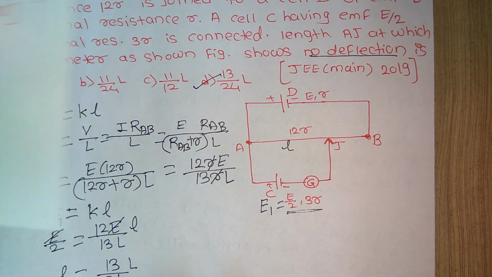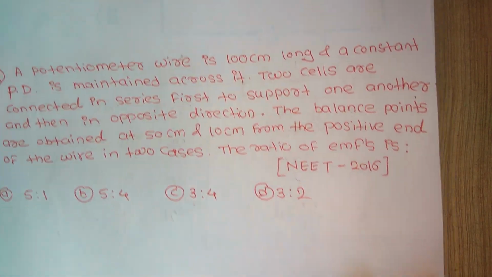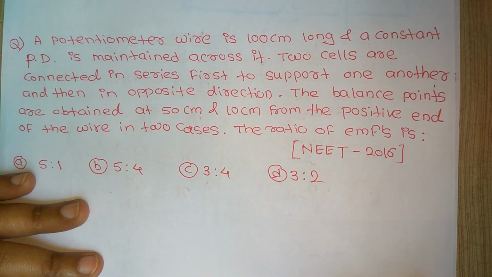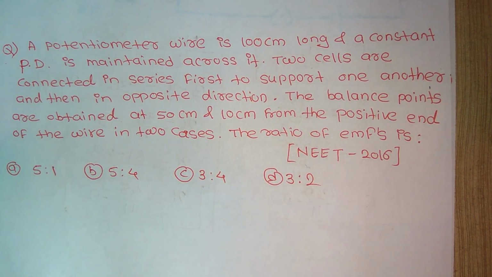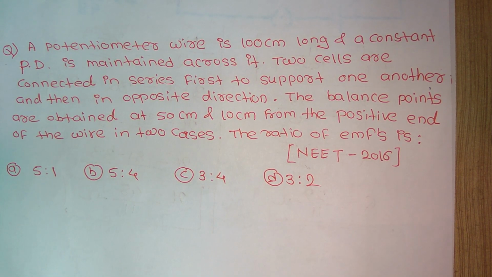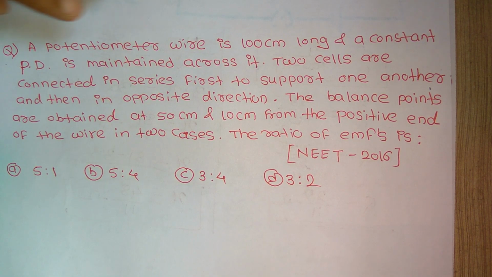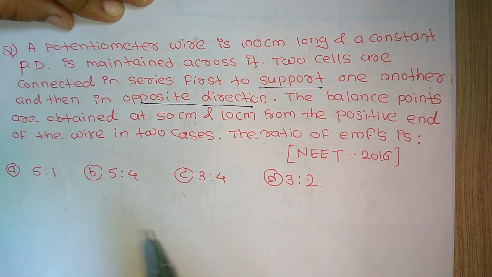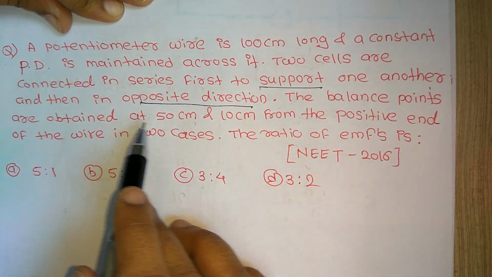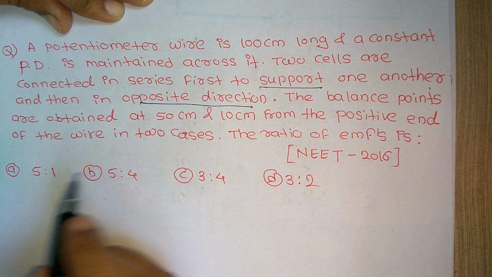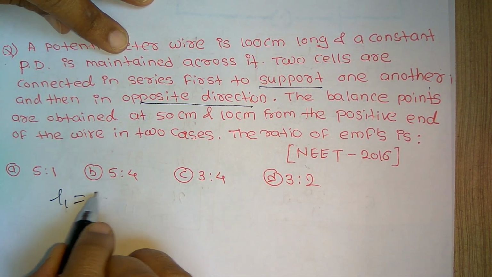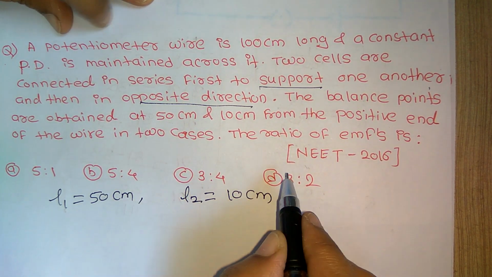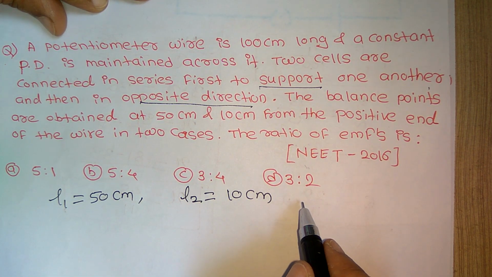Next, a potentiometer wire of 100 centimeter long, means 1 meter long. A constant potential difference is maintained across it. Two cells are connected in series, first to support one another, support means in the sum condition, and then in opposite direction, in the difference condition. The balance points are obtained at 50 centimeter and 10 centimeter. So L1 is 50 centimeter in the sum method, and in the difference method they oppose each other. This is the question from the second method to compare the EMF of two cells.